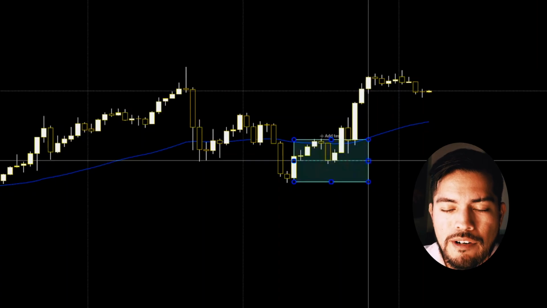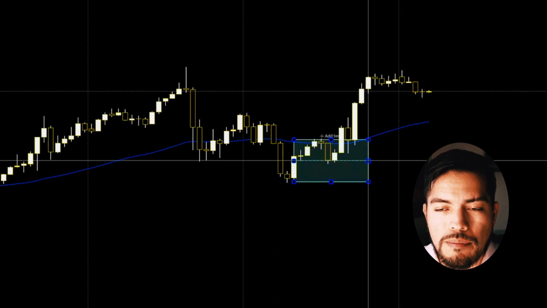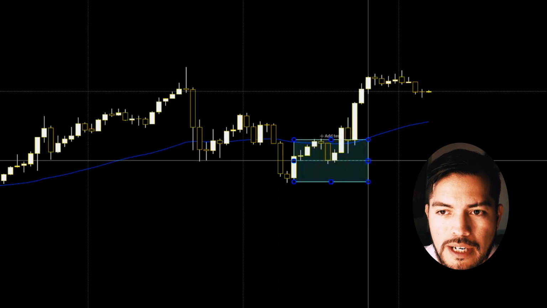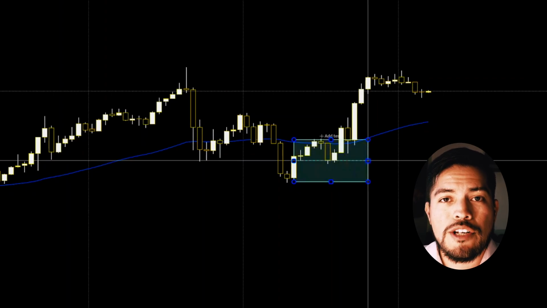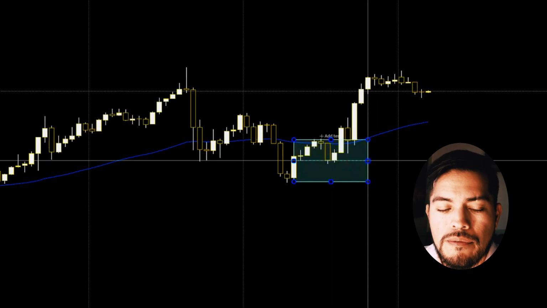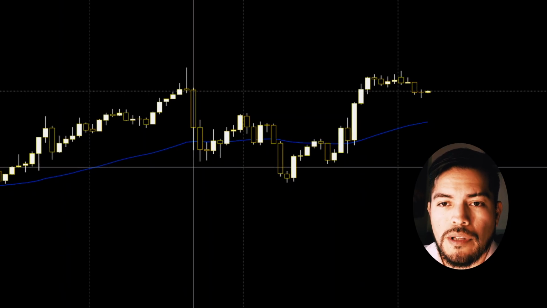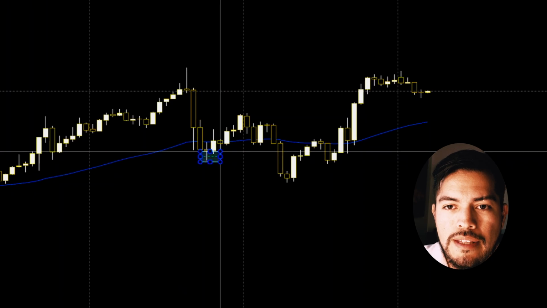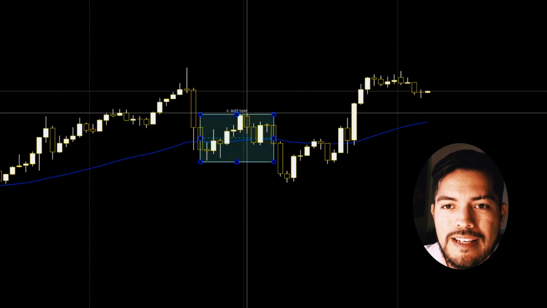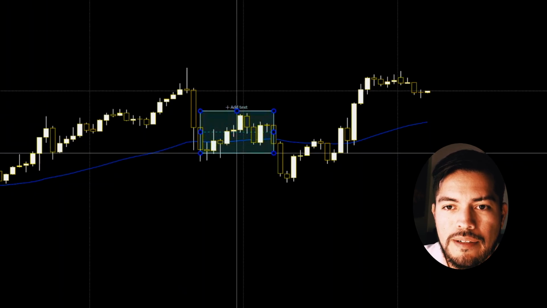Now, there are a couple of ways of looking at these so-called order blocks, right? Me, I trade volume profiles, I trade order flow. So I look at this a little differently. And this is how I look at this, and hopefully this helps simplify what an order block is. So to me, this is an order block, right?